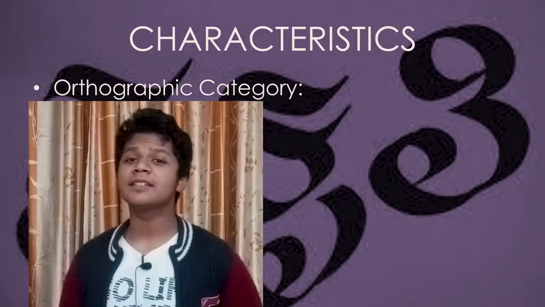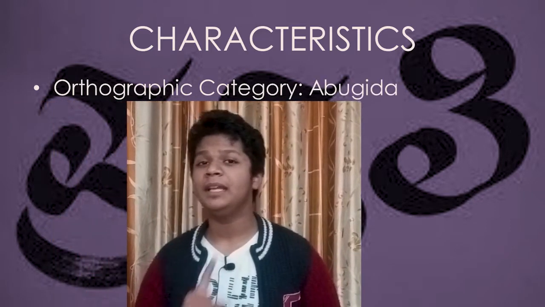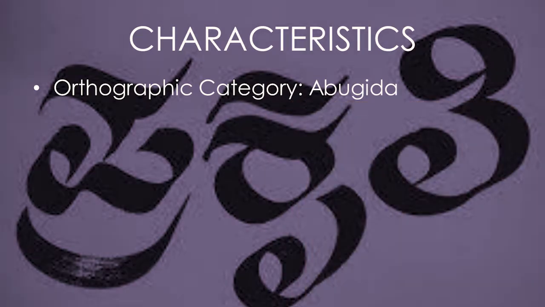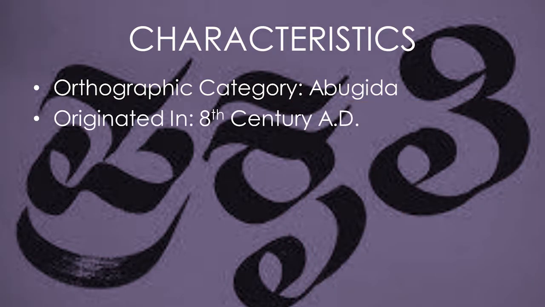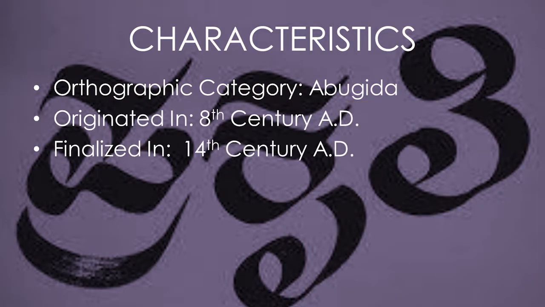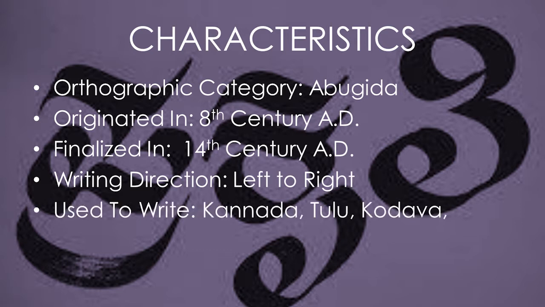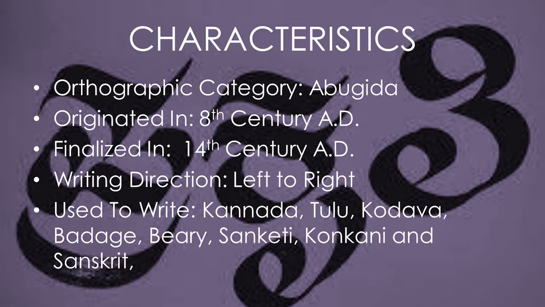First of all, the Kannada script is an abugida/alpha syllabary, meaning that it puts graphemes around consonants to indicate the vowel sounds. It originated in the 8th century AD and attained its final modern form in the 14th century, when it completely separated from the Telugu script. It is written from left to right like Latin, Devanagari, Tamil, Cyrillic and many more. It was used to write Kannada, Tulu, Koduva, Badage, Biari, Sanketi, Konkani and Sanskrit, and even some parts in northern Karnataka and southern Maharashtra, Marathi.